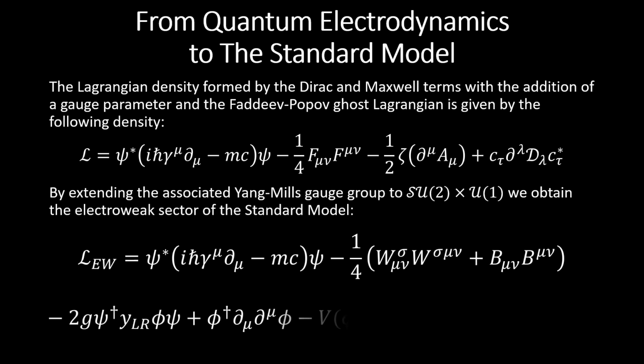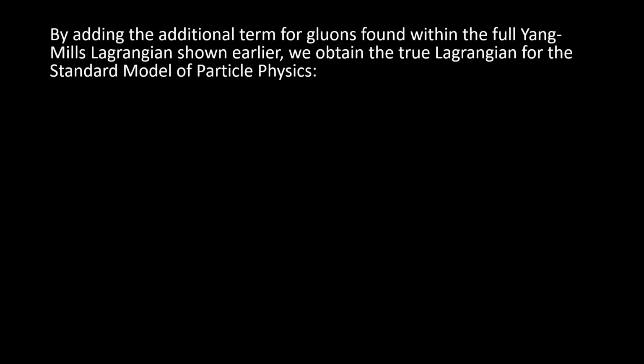This also includes the Higgs mechanism. But by adding the additional term for gluons for the strong nuclear force found within the full Yang-Mills Lagrangian shown earlier, which is SU3 cross SU2 cross U1, we obtain the true Lagrangian for the standard model of particle physics.